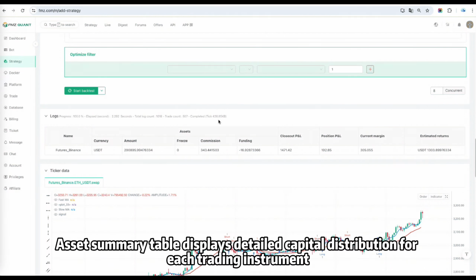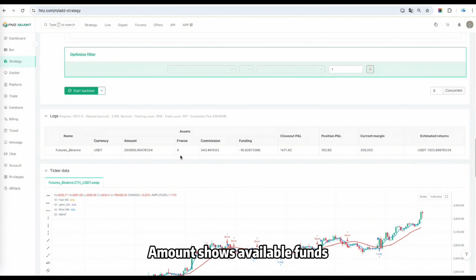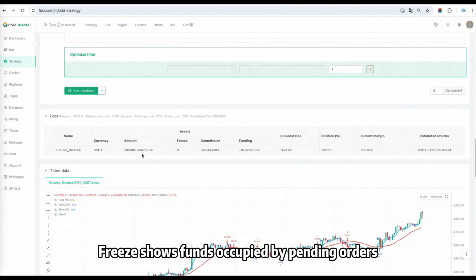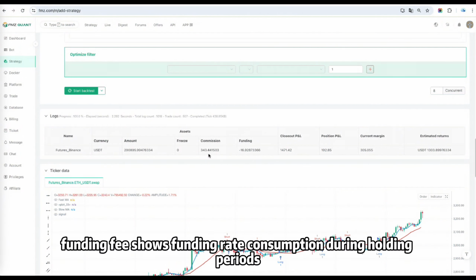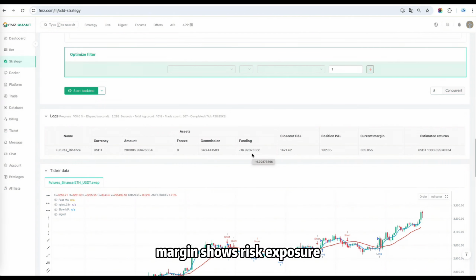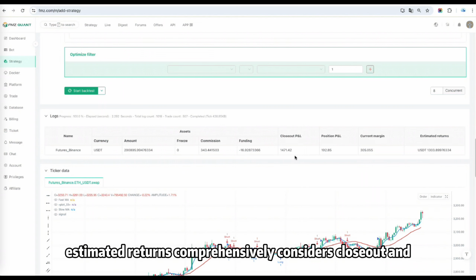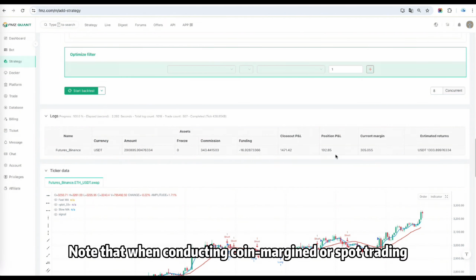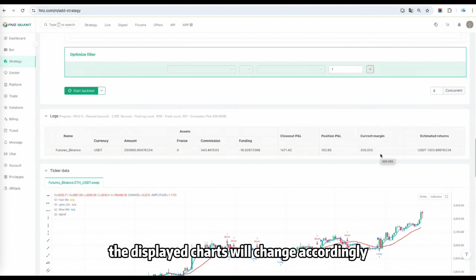Asset summary table displays detailed capital distribution for each trading instrument. Amount shows available funds. Freeze shows funds occupied by pending orders. Commission shows cumulative trading costs. Funding fee shows funding rate consumption during holding periods. Margin shows risk exposure. Estimated returns comprehensively considers closeout and position profit gains and losses. Note that when conducting coin margined or spot trading, the displayed charts will change accordingly.